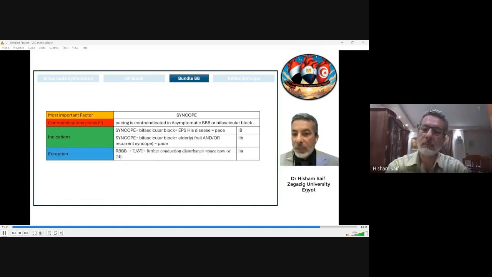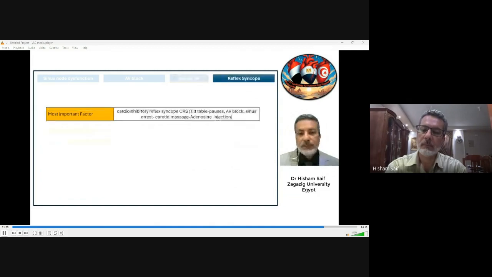The only exception here is for patients with right bundle branch block who underwent TAVI and developed any other conduction disturbance after the procedure. We should implant a pacemaker immediately, or we can wait for 24 hours before implanting the pacemaker. The fourth and last category is the reflex syncope group.